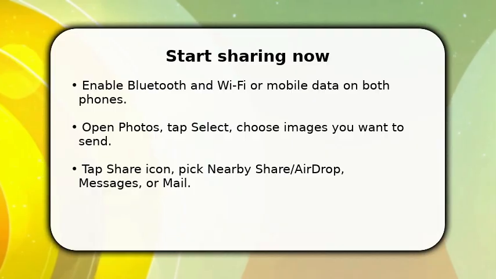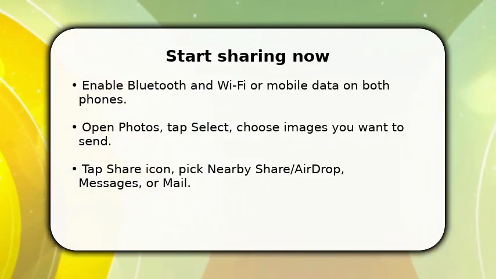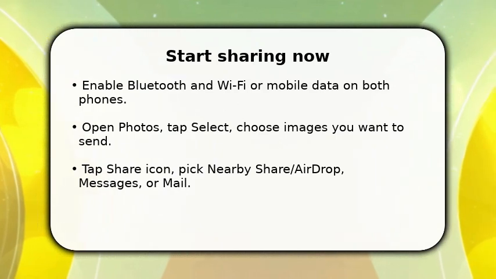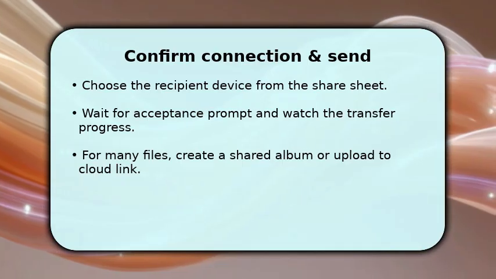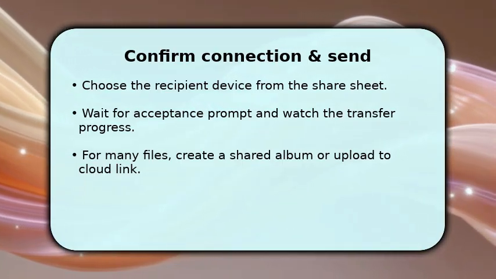Tap the Share icon and choose the receiving method, Nearby Share or AirDrop for quick phone-to-phone delivery, or Messages/Mail if the other options aren't available. You select the recipient device from the share sheet. This establishes a direct link so the phones can exchange data.